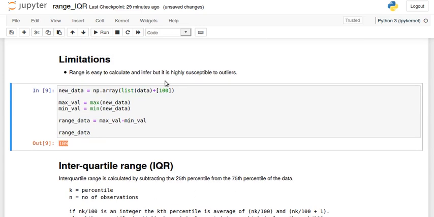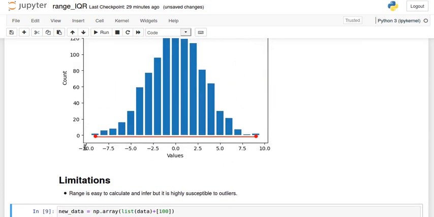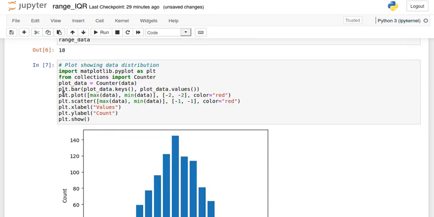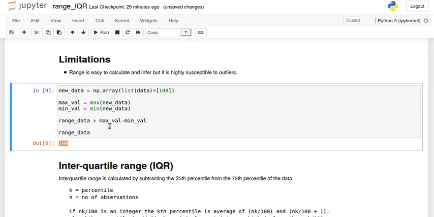As you can see, I have added just one outlier and its range has drastically changed from 18 to 109. So range is very sensitive to outliers, so it should be kept in mind while using this as a measure of variability, whether the data has outliers or not. If the data has outliers, those outliers should be removed, and the data should also follow a normal distribution.